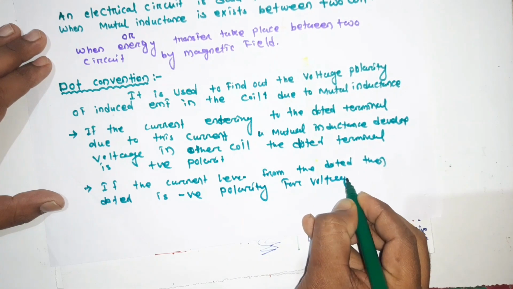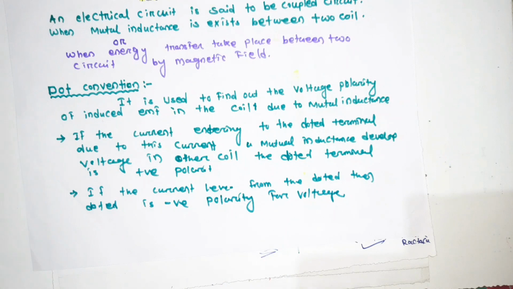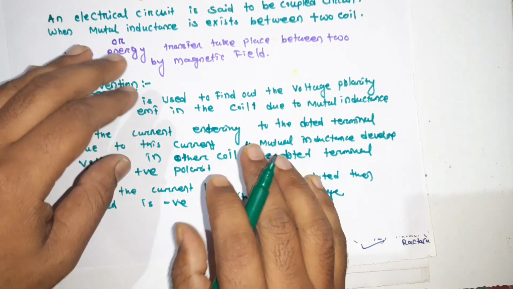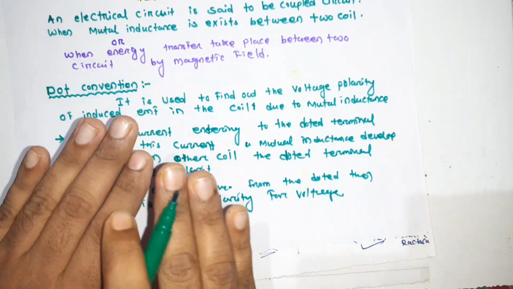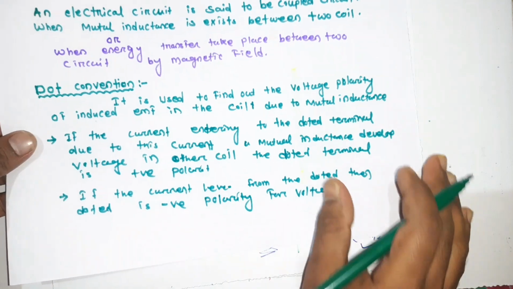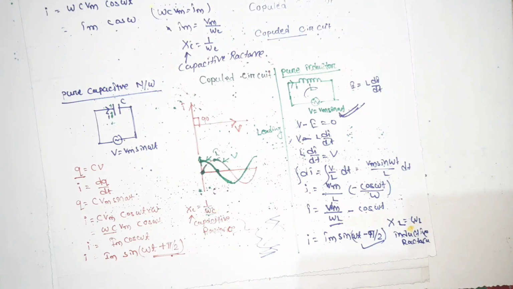This is only for mutual induction. Just remember this and we go to the next. We have clarified the dot convention. Next we go to the types of mutual inductance.